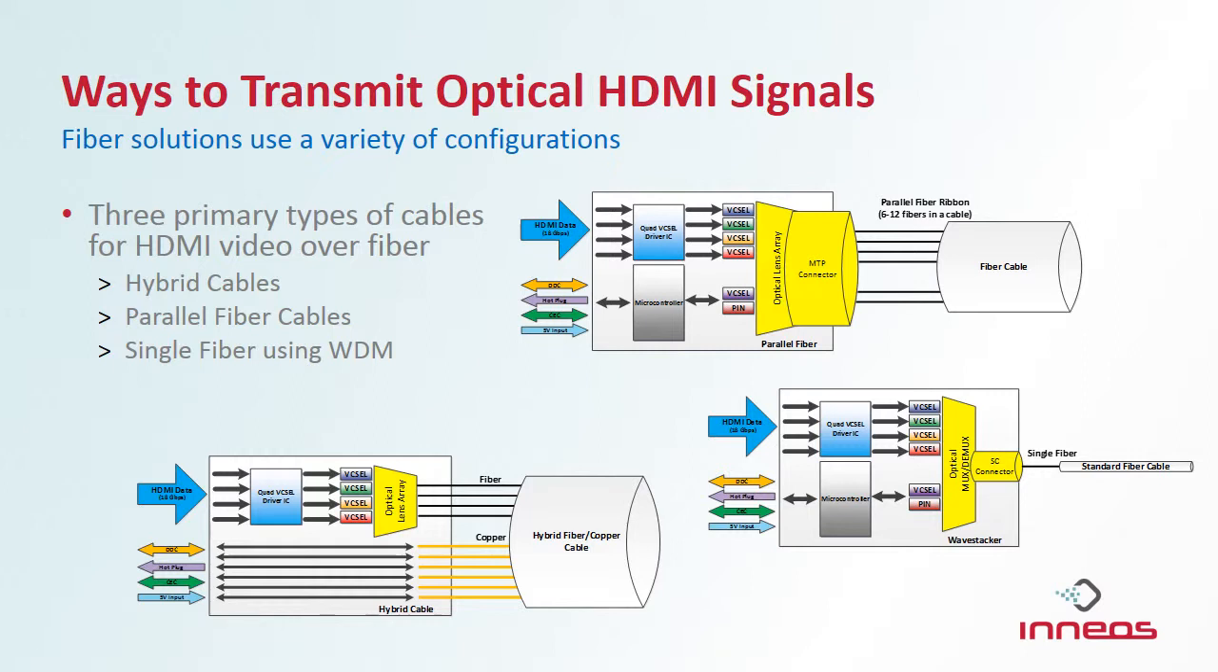HDMI signals are transmitted in a variety of ways, depending on if the lasers are all run over different fibers or if they're multiplexed onto a single fiber, and whether the low-speed channels of HDMI are run over fiber or copper. So the most common option that's used in active optical cables is a parallel fiber hybrid cable, which is shown down here in the lower left. This transmits the high-speed signals, which are the most susceptible to signal integrity and EMI, over fiber, and leaves the lower speed signals such as your DDC, hot plug, CEC, all over copper.